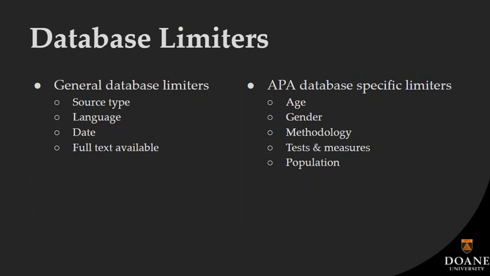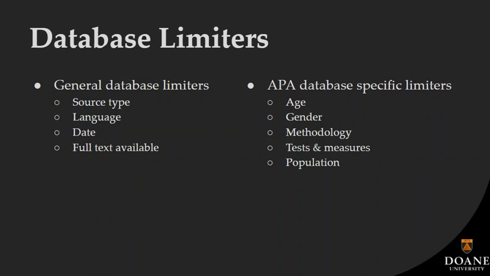Database limiters are another way that you can use to get better results. In most databases you will see things like the source type, narrowing down by language or date, or that there is full text available for those results. APA databases have very specific limiters that can be very helpful when you are looking for studies and things like that.